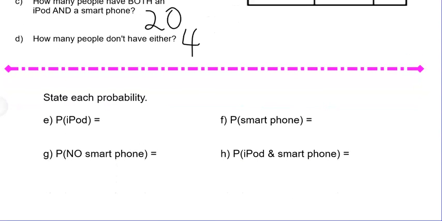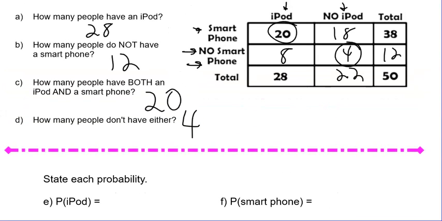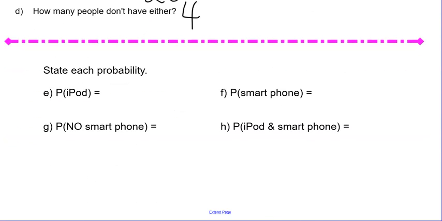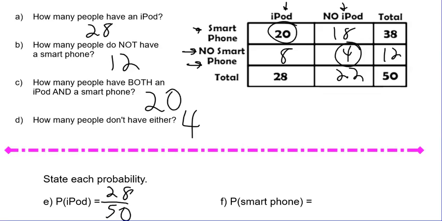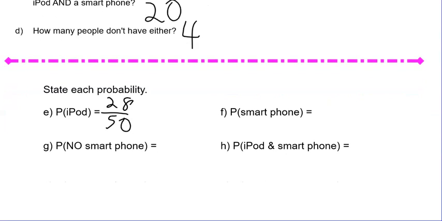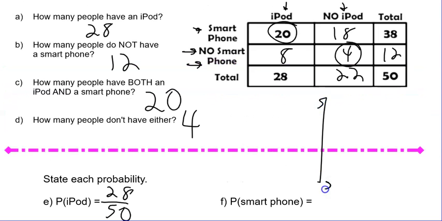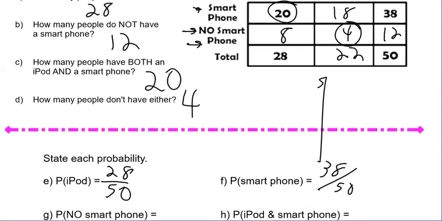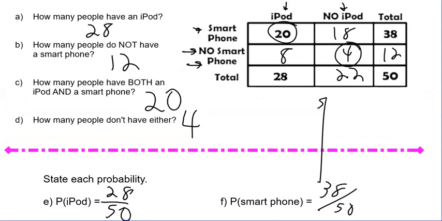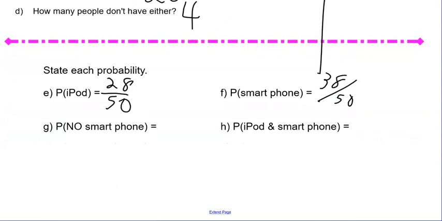So what's the probability of an iPod? Well, how many iPods are there? 28. 28 people have iPods, and there's 50 total. What's the probability of a smartphone? Well, how many smartphones are there? 38. Oops. 38 out of 50. Next one was no smartphone. There's 12 people without a smartphone. So that's 12 out of 50.